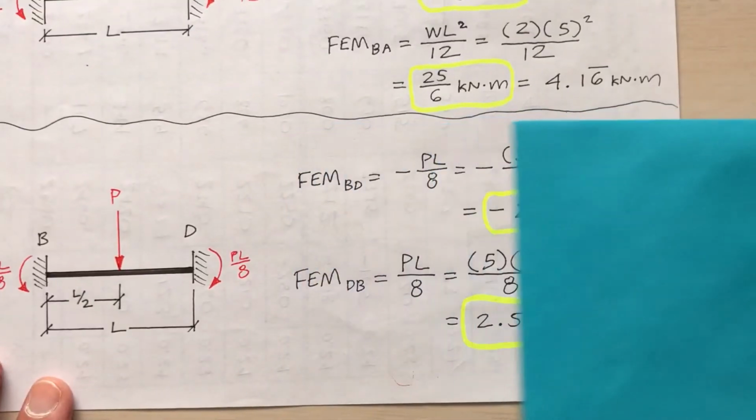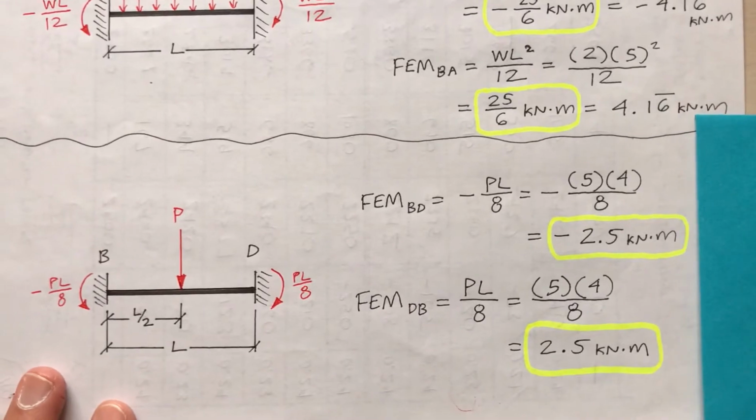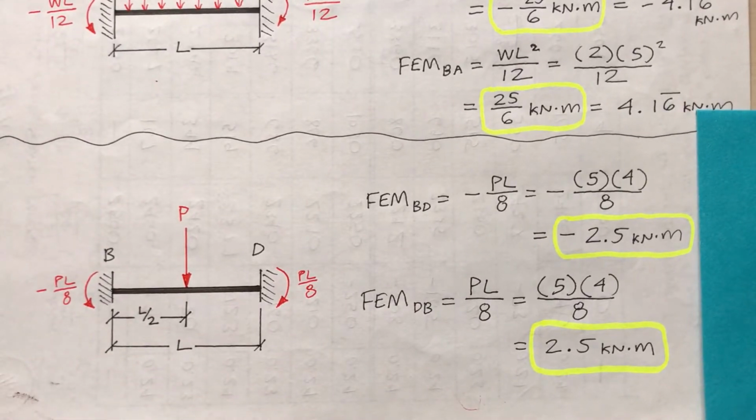So what did I do here? The fixed end moment from B to D, that's this one, negative PL over 8. That'll be 5 times 4 over 8, so that's negative 2.5 kilonewton meters. And from D to B, same thing, but opposite sign. 5 halves, if you want to write that as a fraction, it would be 5 over 2. I guess I'm being a little inconsistent here. Here I'm using fractions, here I'm using decimals. But the fixed end moments for this second case are 2.5 kilonewton meters. Okay, what does this have to do with anything?